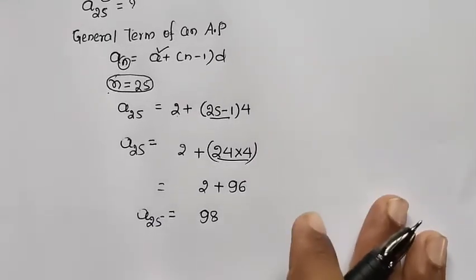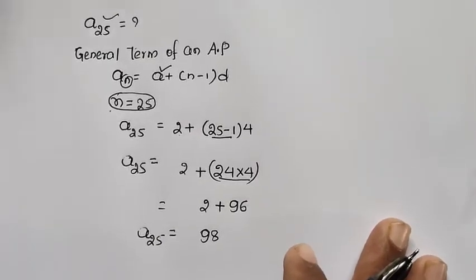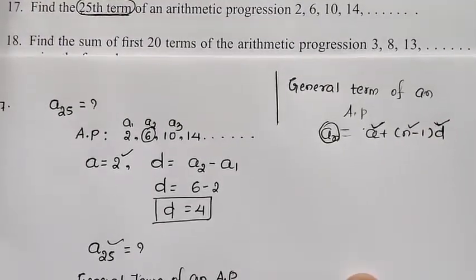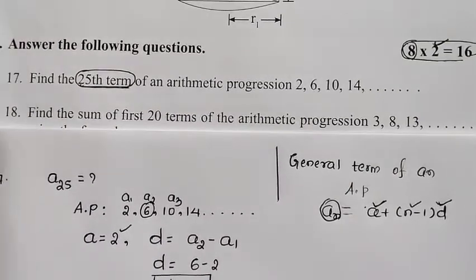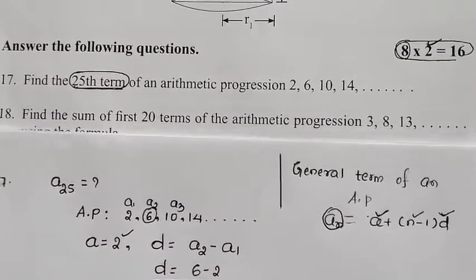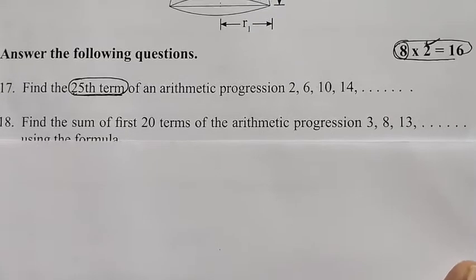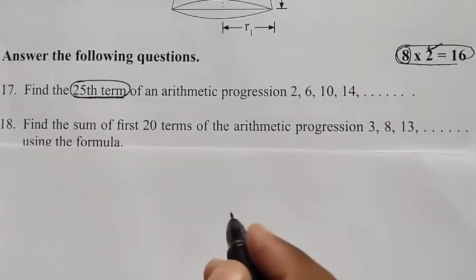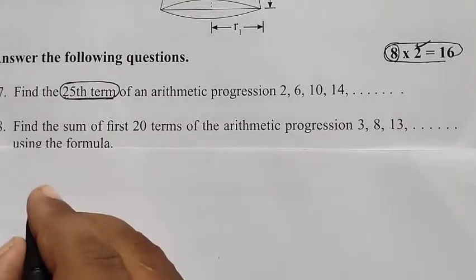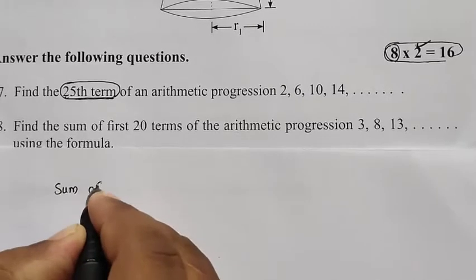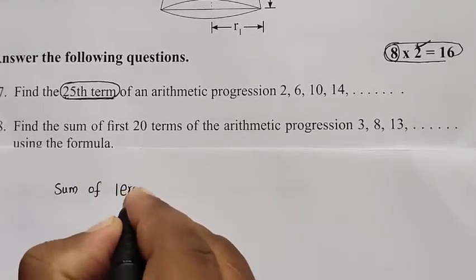Now let us go to the next problem, the 18th question. They told us to find the sum of the first 20 terms of the AP, or arithmetic progression. First, understand the formula to find the sum of terms of an AP.